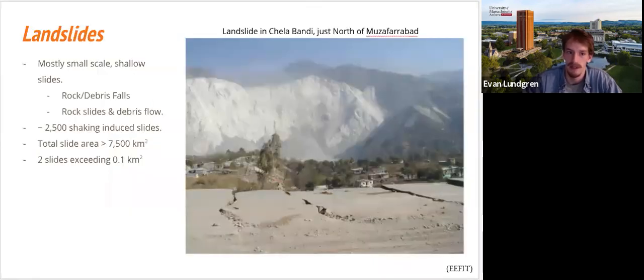Landslides were very widespread throughout this event, mostly as a product of weak lithology or geology, as well as proximity to the general rupture area. There were on the scale of 2 to 3,000 landslides induced by the earthquake in the area, but most of them were really small, shallow ones, like rock falls and debris falls, or rock slides and debris flows. There were only 2 landslides exceeding a tenth of a square kilometer, but the total slide area exceeded 7,000 square kilometers in terms of the cumulative.